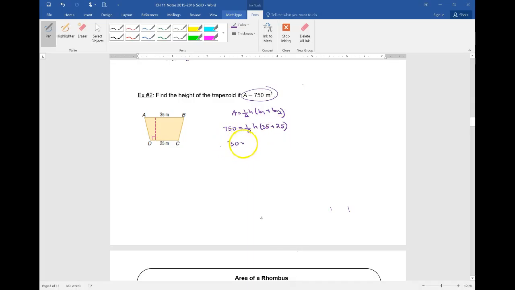So 750 is equal to half h times what? 30? No, 60. So this is 750 equal to 30h, which means h is 25. And what are the units? Meters. Perfectly fine.